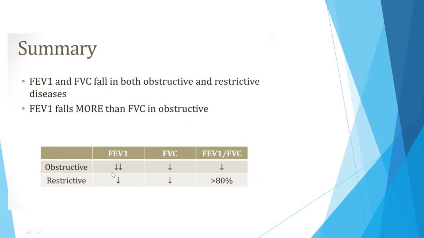Now, in case of obstructive disease, the FEV1 is decreased more than FVC. So FEV1 by FVC is decreased. But in case of restrictive lung diseases, FEV1 is less decreased compared to obstructive. So FEV1 by FVC becomes more than 80%.